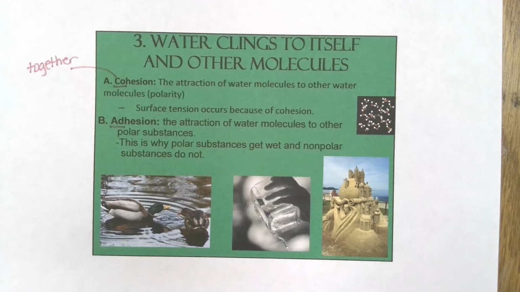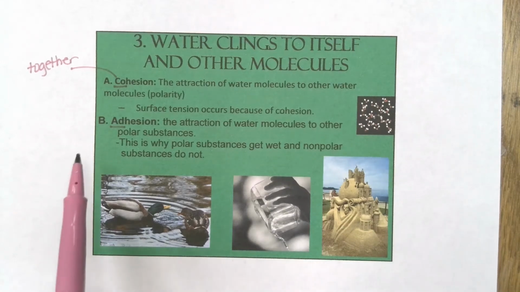Velcro is adhesive, and think of how the 2 sides to Velcro are structured differently, so that they stick together. So adhesion is where water is going to stick to another, different polar substance. And so this is why, when we think of polar substances, they get wet and feel wet, where non-polar substances do not. Okay, so let's talk about a couple of these examples.